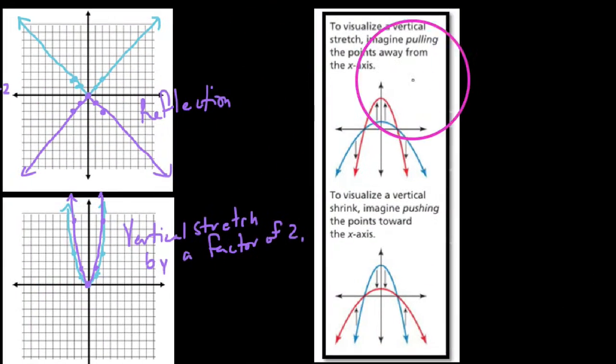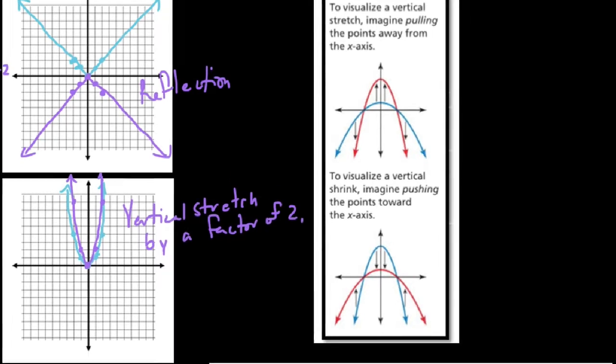So after drawing that conclusion, I really quickly want to visualize what this would look like. If we had an original parent function, say here in blue, we can imagine stretches being the points pulling away from the axis, because we're multiplying them by a factor bigger than 1. Whereas if we wanted to visualize vertical shrink, imagine pushing the points toward the x-axis, because we are multiplying them by a proper fraction. Okay.